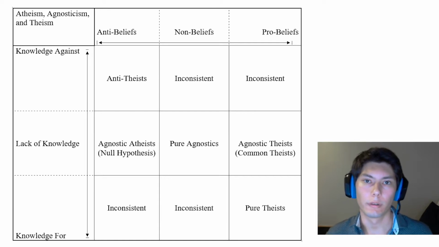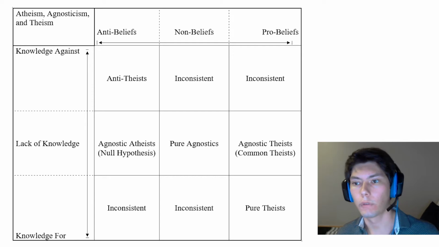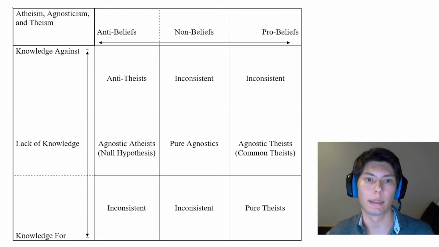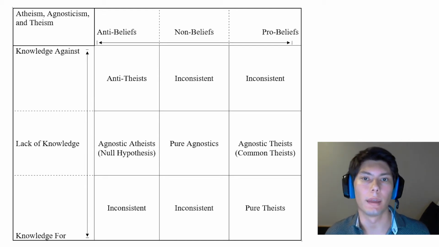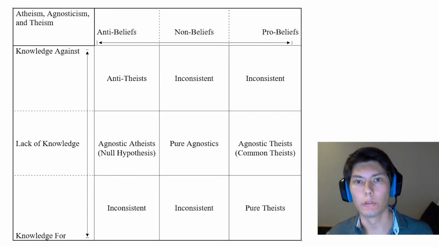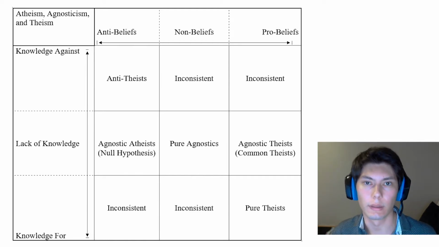Hey everyone, today I want to present a table that I developed a little while back. It's trying to demonstrate or showcase the relationship between beliefs and knowledge, especially related to atheism, theism, and then Gnosticism or agnosticism. I don't think the table necessarily has to apply to religious beliefs, so you could apply it to other beliefs. You would just have anti-beliefs and pro-beliefs, as you'll see in the table.